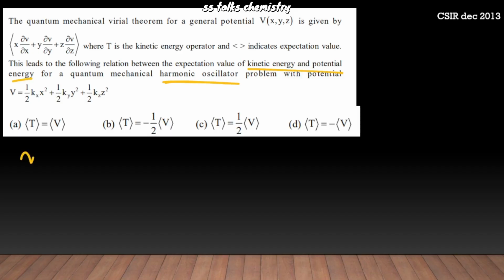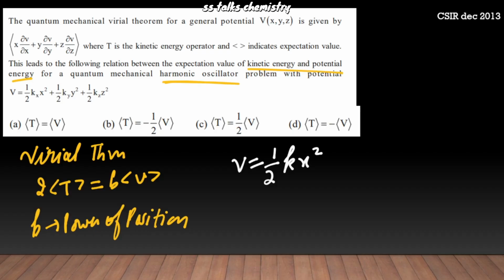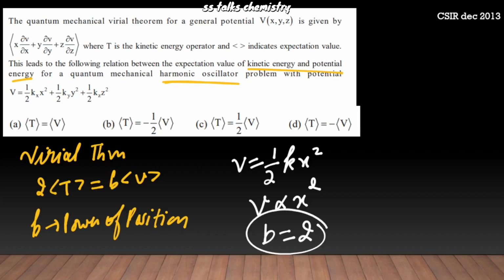Okay, so according to the virial theorem, twice the kinetic energy is B times the potential energy, where B is the power of the position. Now, instead of one dimension, here three dimensions are given, but that is not going to impact the value of B, because the potential energy is again half of kx square, or ky square, or kz square. So we see that the potential is proportional to x raised to the power of 2. So the B value is going to be 2 over here.